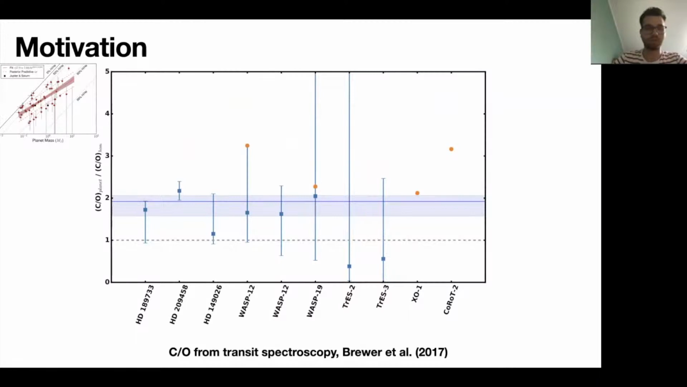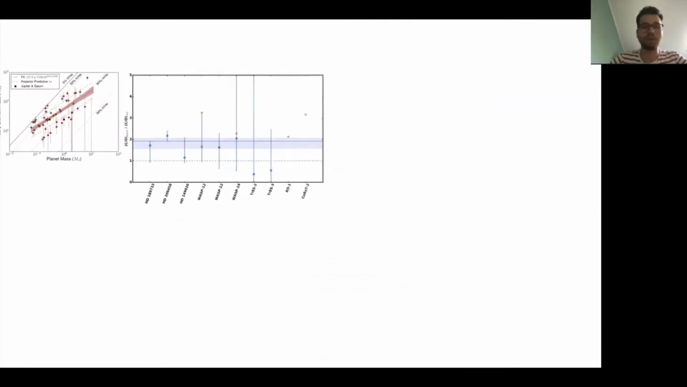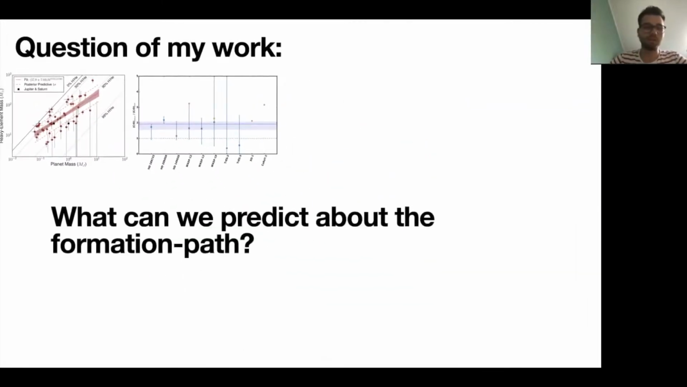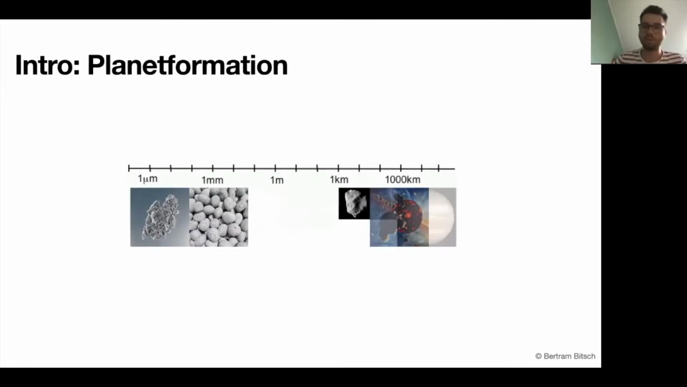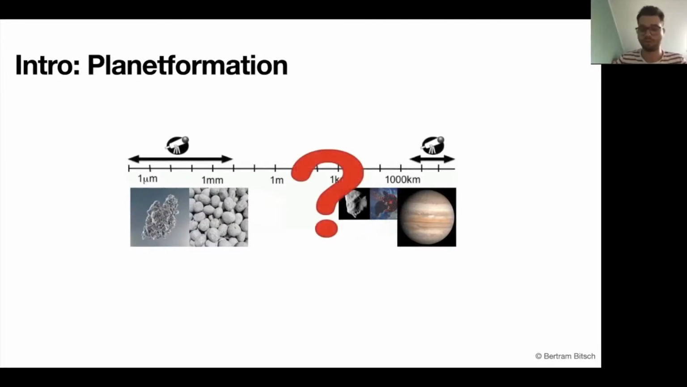C/O ratio. So in my master thesis, I now want to look at the planet formation path and how this can influence the observational constraints. So to give a short overview of planet formation, we can nowadays observe micrometer to meters to centimeter size objects like dust and pebbles in protoplanetary disks. We can also observe asteroids in our solar system, and we can also observe trans-Neptunian objects. We can also observe exoplanets, but we don't know what's in between. So this is the question of planet formation.